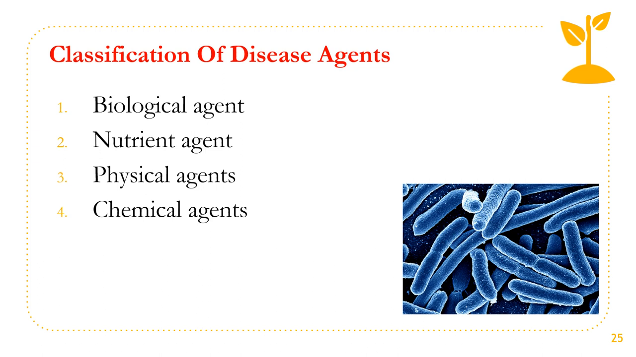Classification of disease agents: biological agent, nutritive agent, physical agent, chemical agent. For example, biological agent means bacteria, nutrient agent means many people are suffering from diet insufficiency or malnutrition. So nutrient is an agent for a disease. Then physical agent, like without proper exercise, people are gaining weight, which leads to diabetes, or like immobility leads to some other diseases. Chemical agent, for example, if you are consuming or inhaling mercury, you will know the adverse effects of mercury, or smoking, the carcinogenic effect. So these are the disease agents.